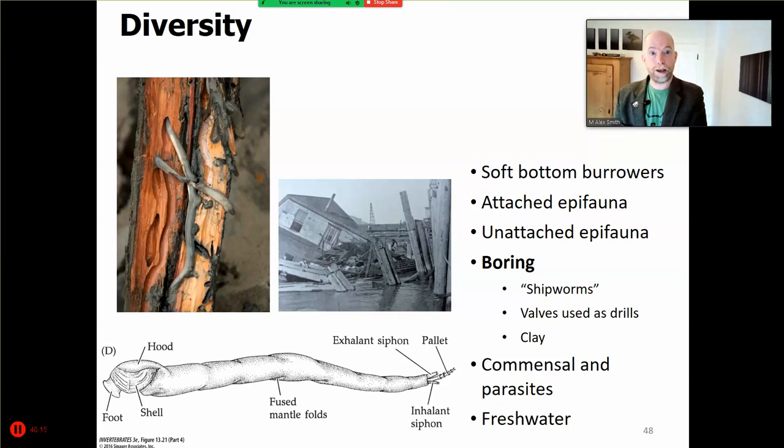But then also, for a longer period of time, as we transition away from ships to metal hulls, docks remained wood for the longest period of time. And you can see the result here in a Texas bay and a Texas harbor of a shipworm infestation that caused essentially the collapse, not just of the dock structure, but of the adjacent houses.